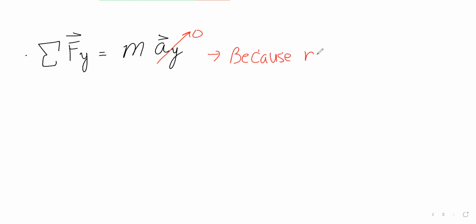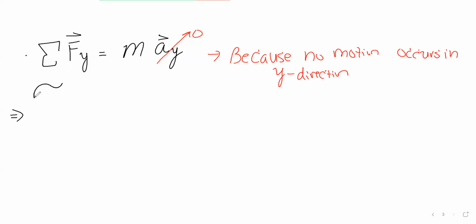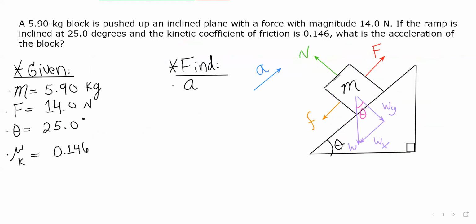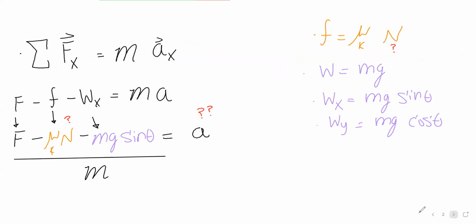Because no motion occurs in the y direction unless the block is vertically lifted off the ramp. But it's not. It's in contact with the ramp the entire time. So on the left side, all vertical forces would be normal force and wy. That's it.